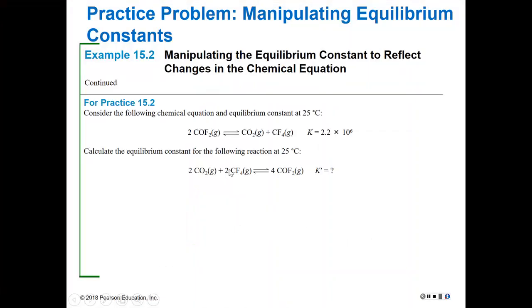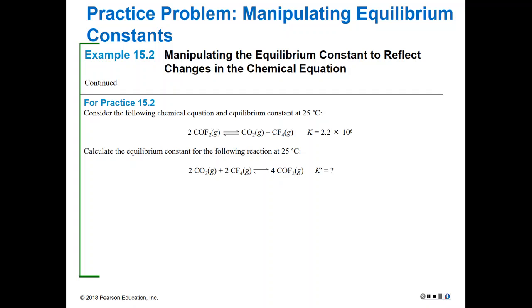All right, so if you're looking at this, we're not gonna do it, but what are we gonna do? Same type of problem. We have 2.2 times 10 to the 6 being our K, and something's happened with this reaction. It's the reverse reaction clearly, but what has changed about it? Coefficients. By how many? 2. Everything was multiplied by 2.